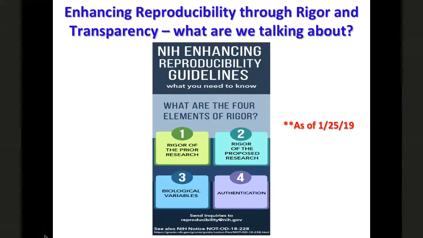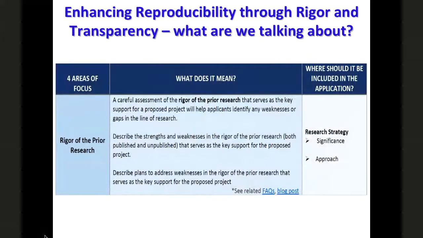So there are four components to it: rigor of the prior research, rigor of the proposed research, biological variables, and authentication. So what are they? What is rigor of the prior research? A careful assessment of the rigor of prior research that serves as the key support for the proposed project will help applicants identify any weaknesses, and so on. Describe the strengths and weaknesses of the rigor of prior research, describe the plans, things like that. So what is rigor of prior research?